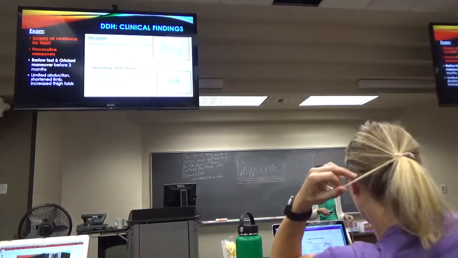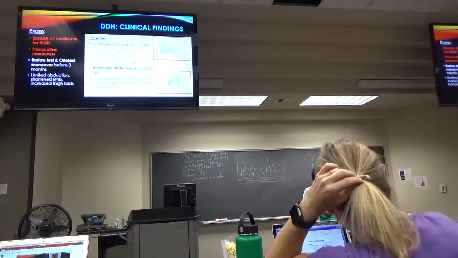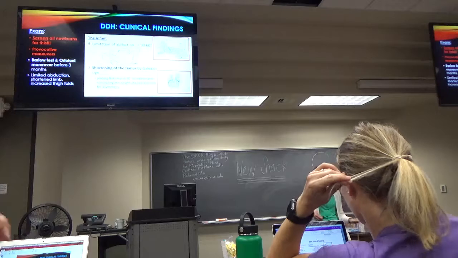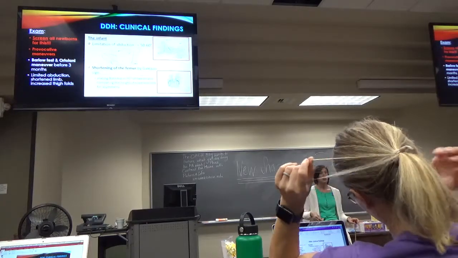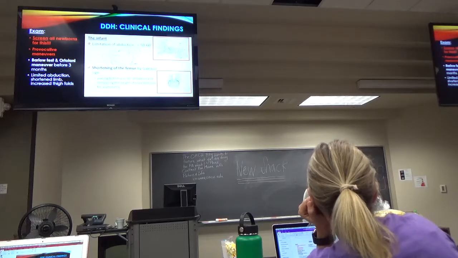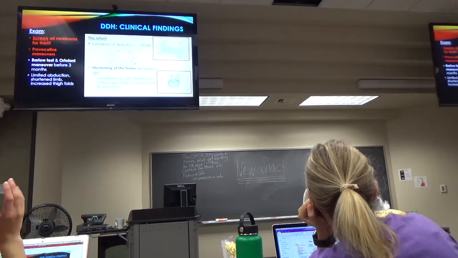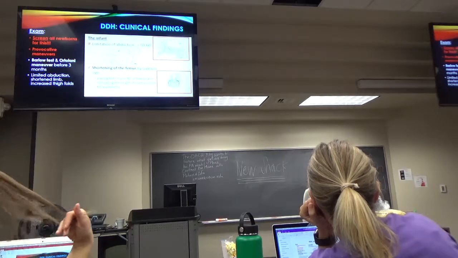Okay, so how do you screen? Okay, this is kind of tricky. You need to know this. Before any kid is 3 months of age, you need to have screened. And most of the time, they're screening these at every well child check every time they come in. Okay, because it's really easy to do. So you do 2 maneuvers.